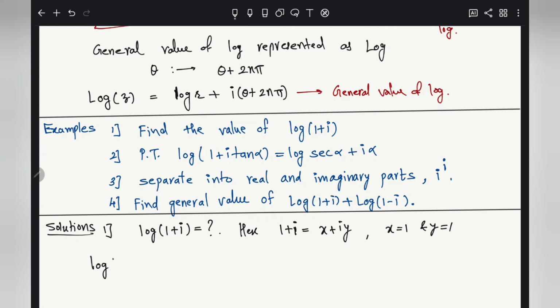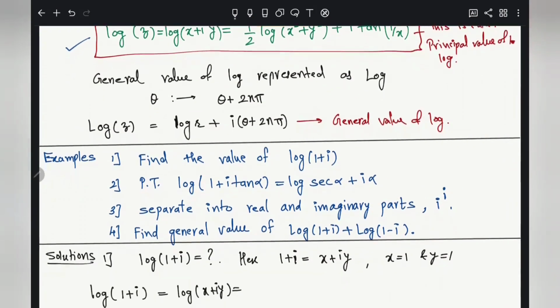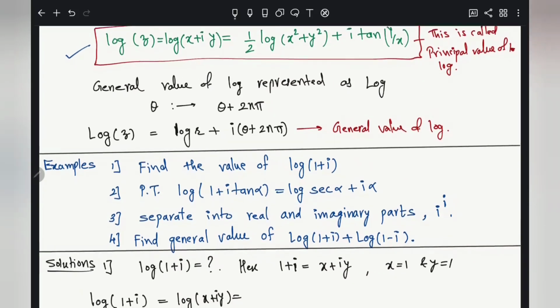We know that log of any complex number x plus iy is, as in the definition above, half log of x square plus y square plus i tan inverse of y by x. I will keep it like this so you can watch both simultaneously. So it is half log of 1 square plus 1 square, plus i tan inverse of, that is what we have to find, the theta, so it is 1 by 1.